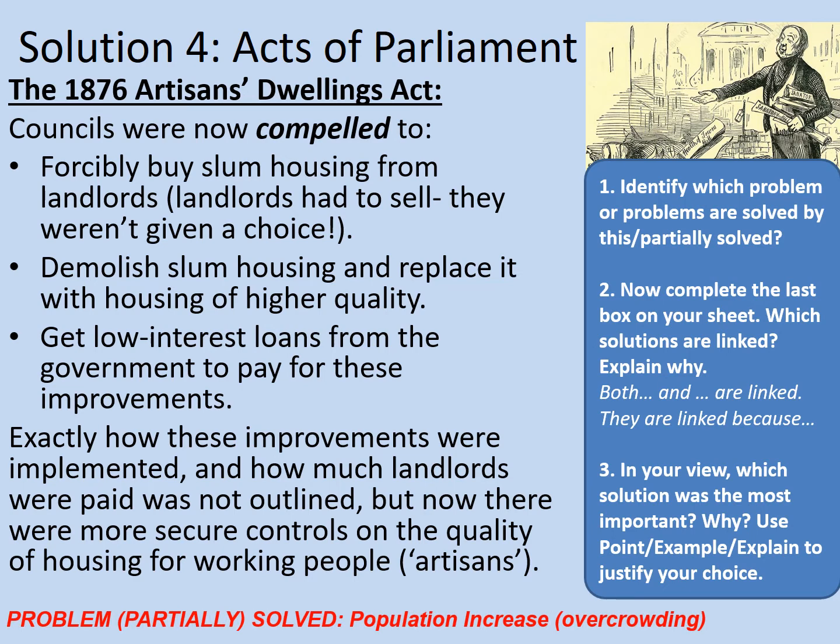So, the problem that's partially solved here is population increase through overcrowding. Finally, something is being done about the quality of houses, although it was gradual, and there was a lot of opposition to it. Slum landlords actually made a handsome profit off the horrible conditions that they made people live in. So perhaps we might not feel too sorry for them, but we can perhaps understand why they opposed such things.